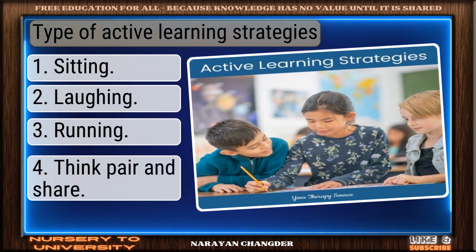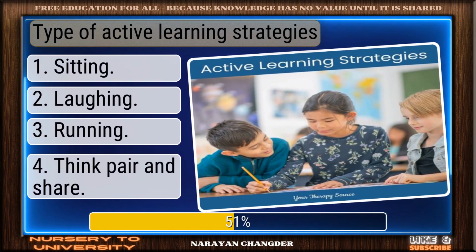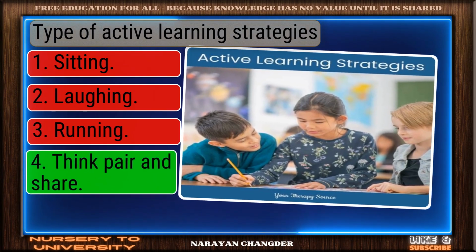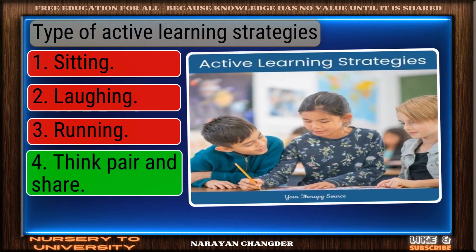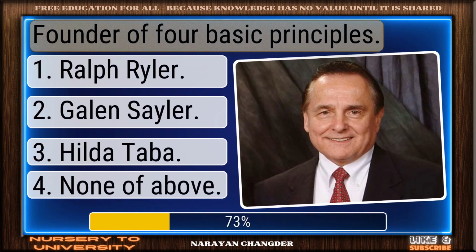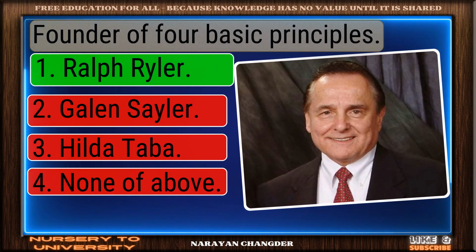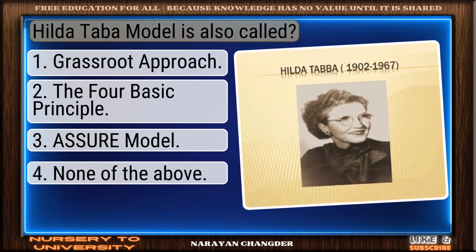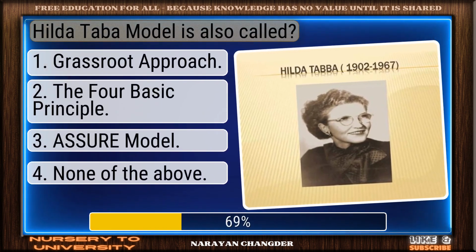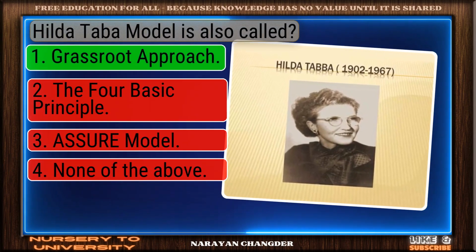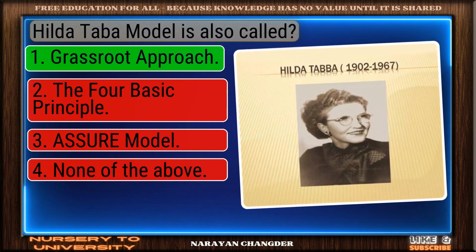Type of active learning strategies. Pick. Think, pair, and share is the correct choice. Founder of four basic principles. Great job. Ralph Tyler is the accurate answer. Hilda Taba model is also called. Sharp thinking. Grassroots approach is the right choice.